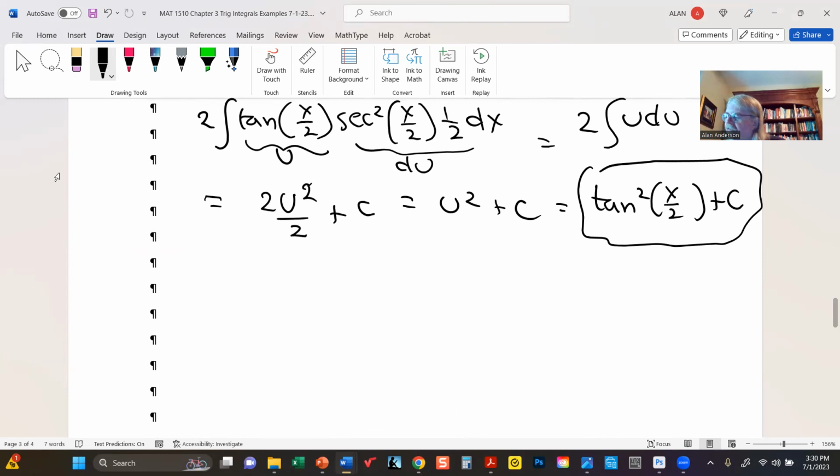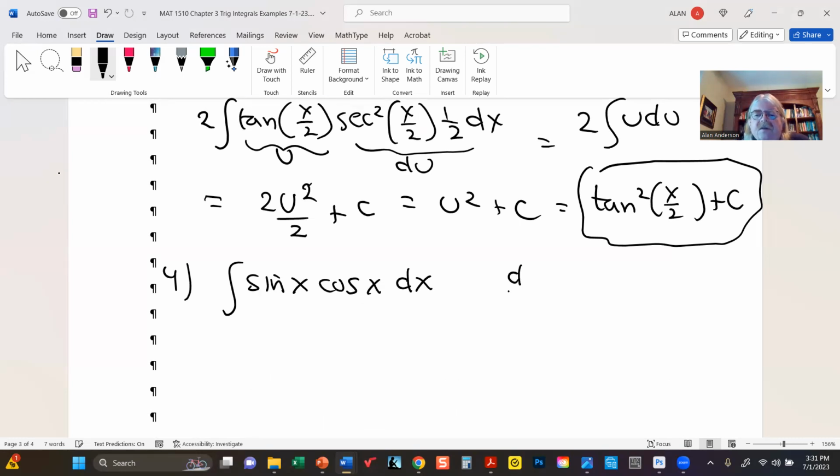Ooh, this one looks like fun. The integral of sine x cosine x dx. So again, we'll probably be able to use u substitution, but just a quick reminder: the derivative of the sine of x is the cosine of x, and the derivative of cosine x is negative the sine of x. So let's try this.